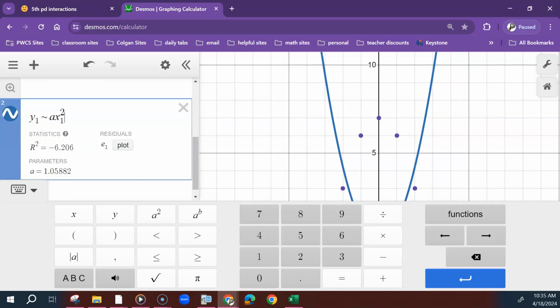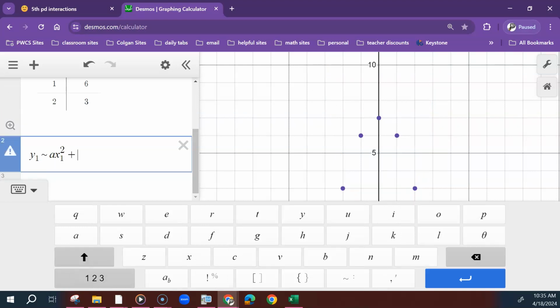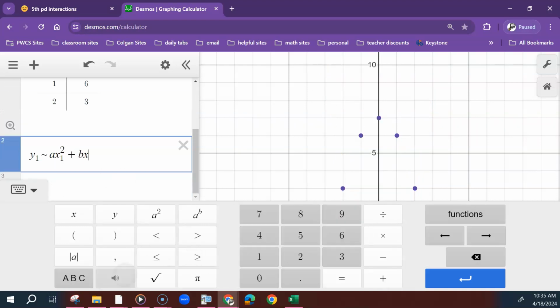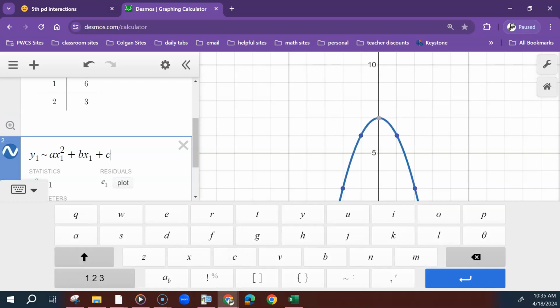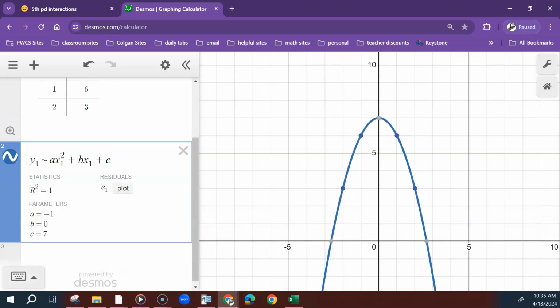And then plus bx1. And then plus c. And I can see that this line, this curve of best fit, fits this data because it goes through all the points. And it gives us that same equation.